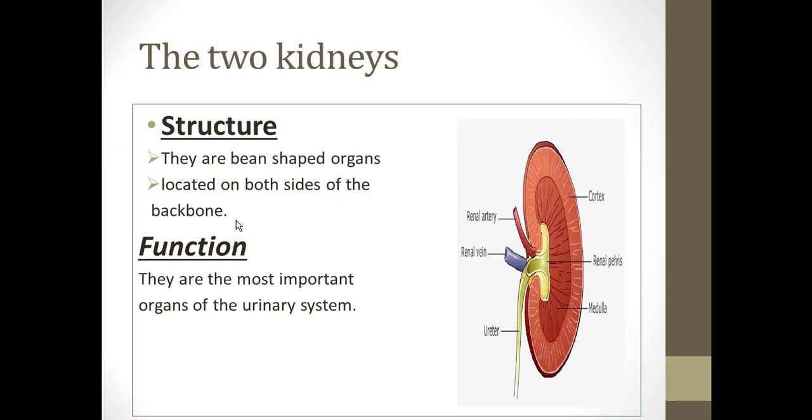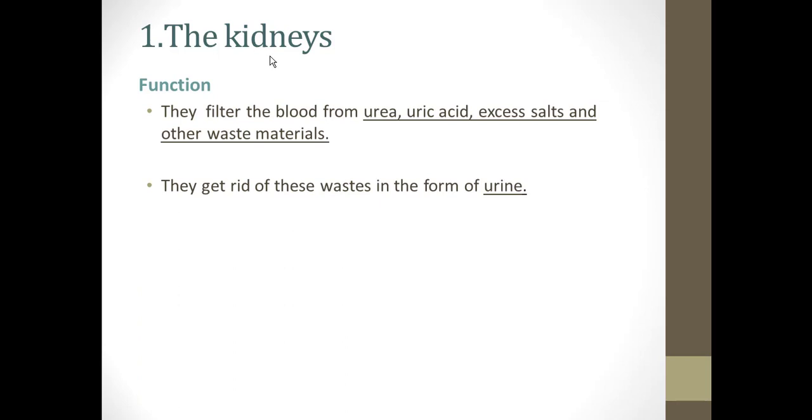As I told you, the two kidneys are the most important organs in the urinary system. Here is another scientific term: the most important organs of the urinary system, the kidneys. The function of the kidneys is the same function of the urinary system. They filter the blood from urea and uric acid. Urea and uric acid are the nitrogenous waste, excess salts, and other waste material. You can write that the kidney filters the blood from nitrogenous waste, excess salts, and excess water. Or you can say that the kidneys filter the blood from urea, uric acid, excess salts, and excess water.